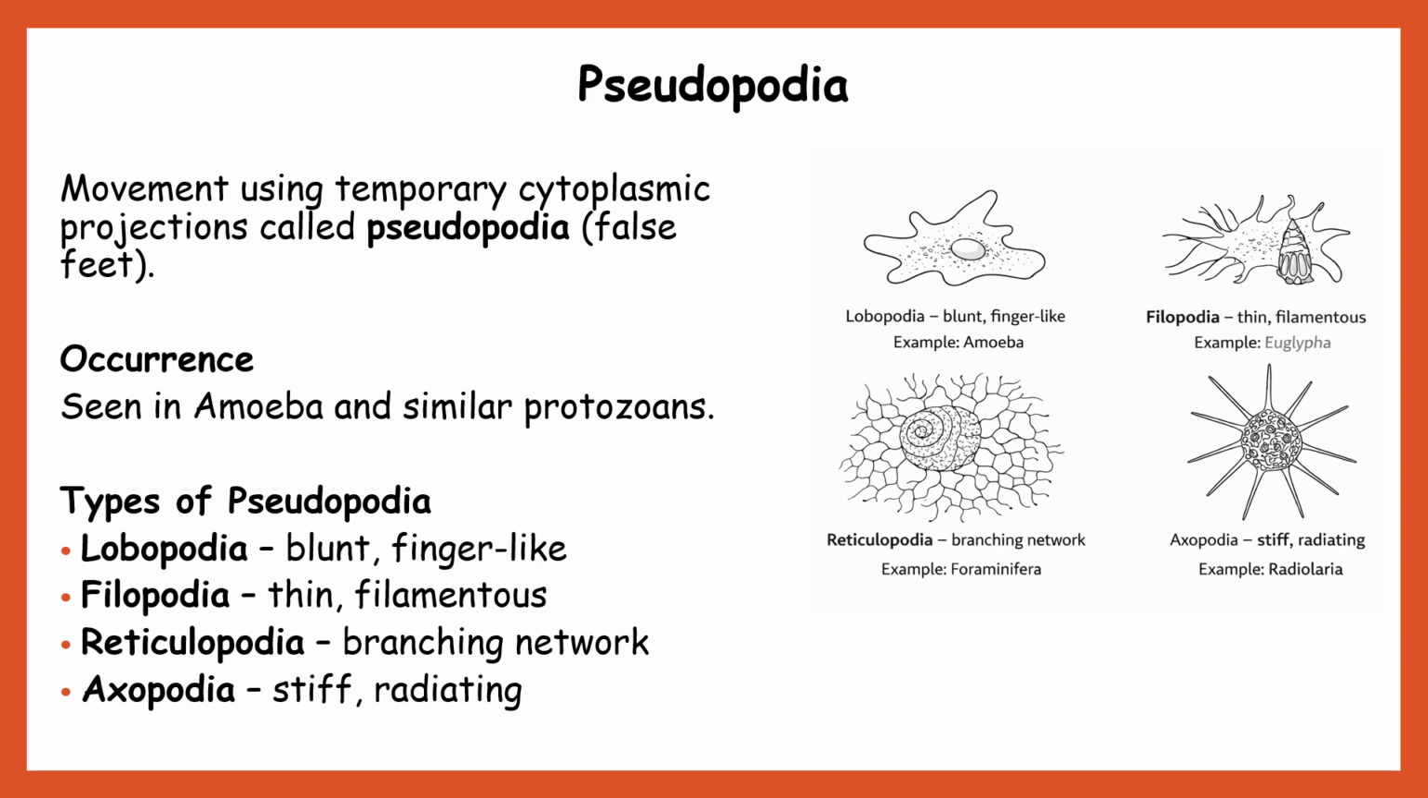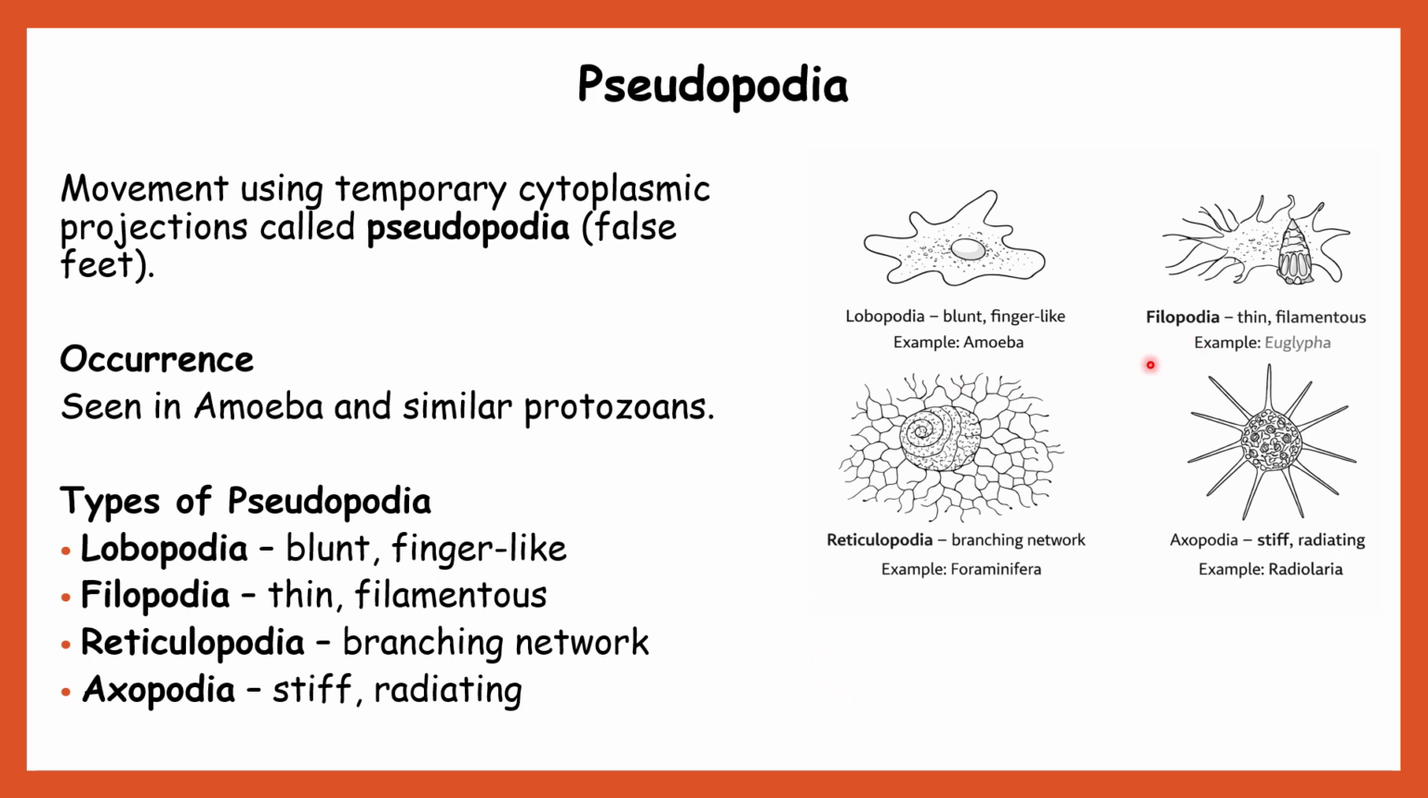The pseudopodia are further divided into four different types based on their shape and structure. Let's talk about those types. First is lobopodia, which look like blunt finger-like projections, as you can clearly see here, projecting outside of the amoeba's body. The example for this category is amoeba.